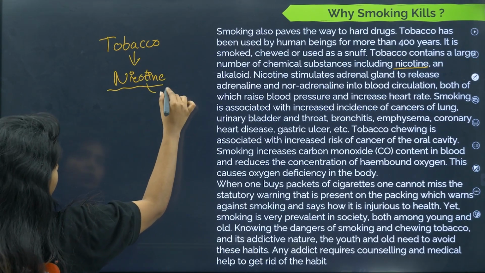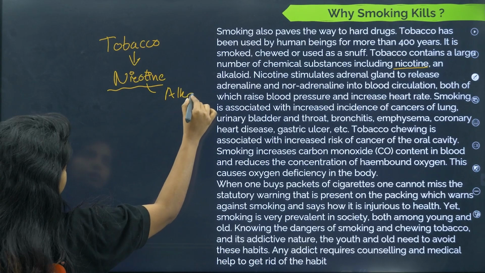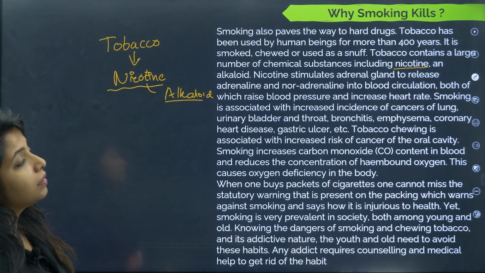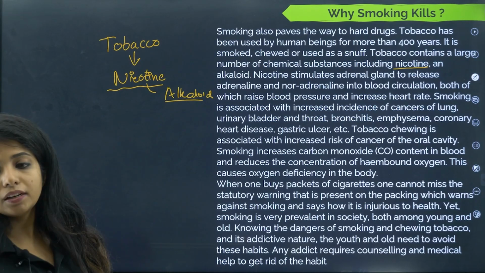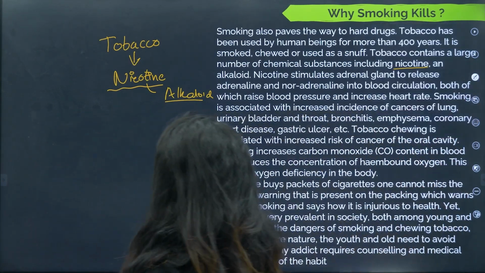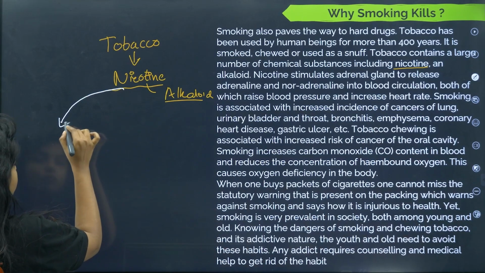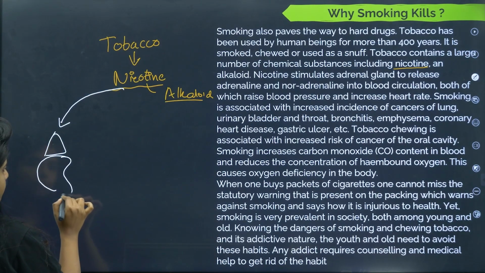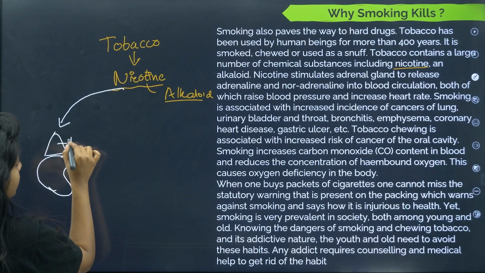Nicotine, which is what? An alkaloid chemical. Nicotine stimulates the adrenal glands to release adrenaline and noradrenaline. So first effect, let's see one by one. First effect, it is going to affect our adrenal gland, which is right over our kidneys. So over our kidneys we have what?